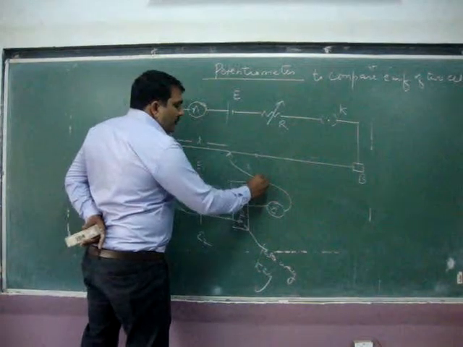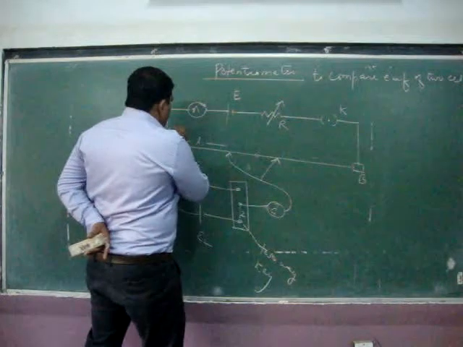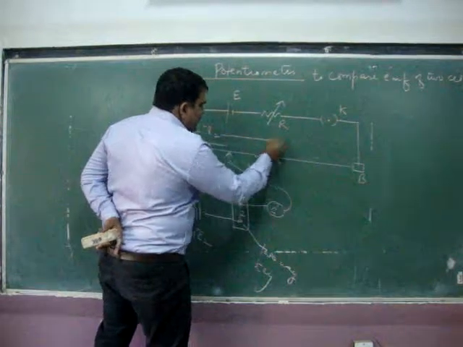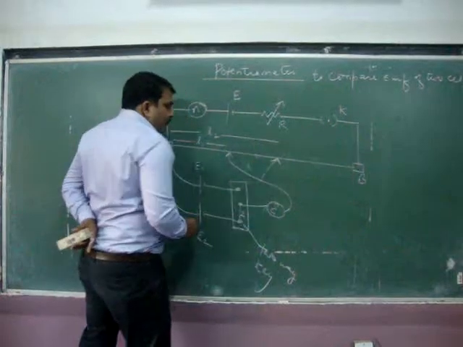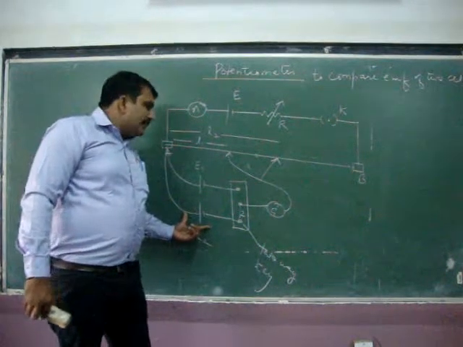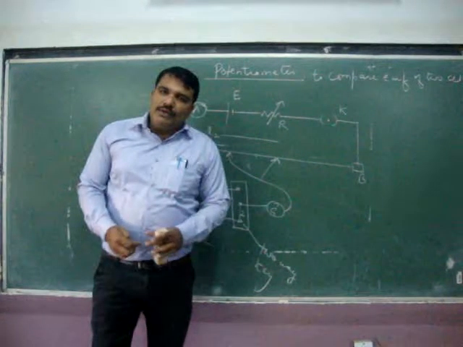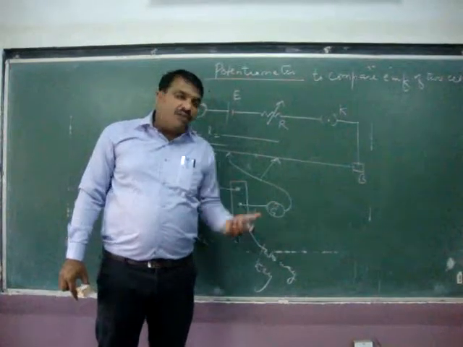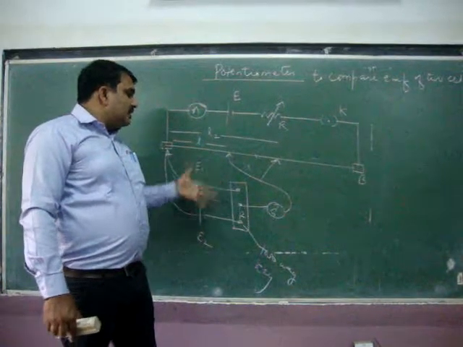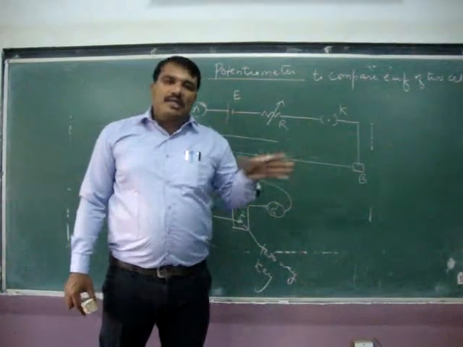And suppose you find the null point at some other length, suppose this is L2, the length at which you find the null point for this cell. That means the EMF of this cell is balanced by the potential of the length L2. So you can simply write E2 is equal to KL2, and using this diagram you can easily compare the EMF of two primary cells using a potentiometer.